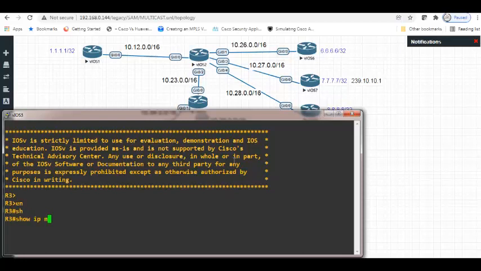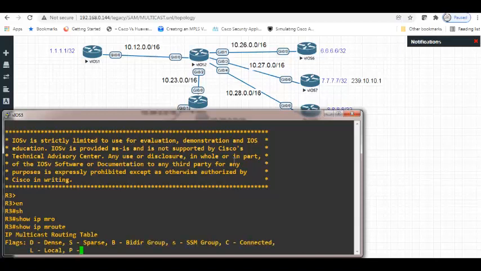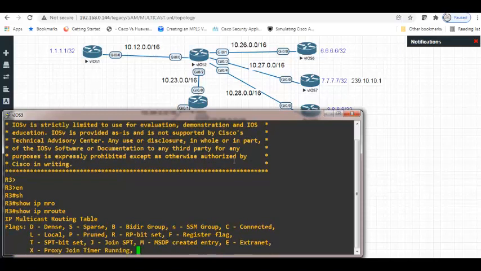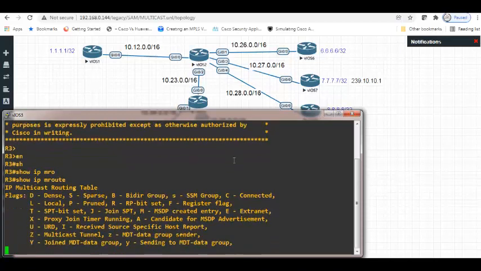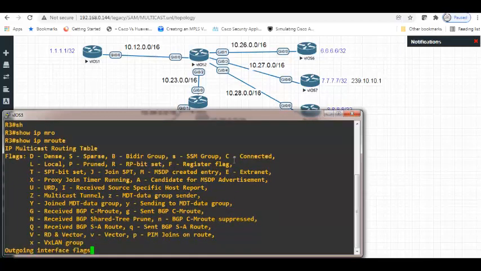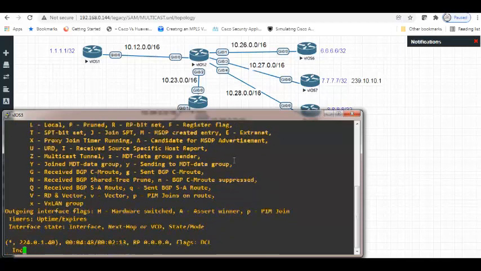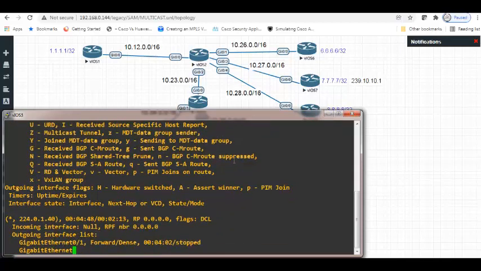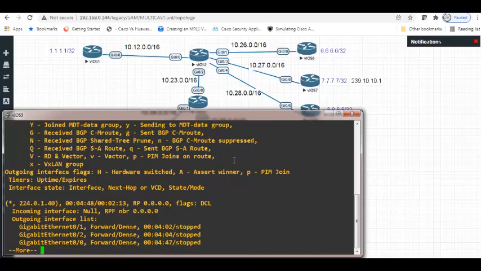IP mroute. This also doesn't have any idea about the source nor the group. See? No idea about 239.10.10.1.